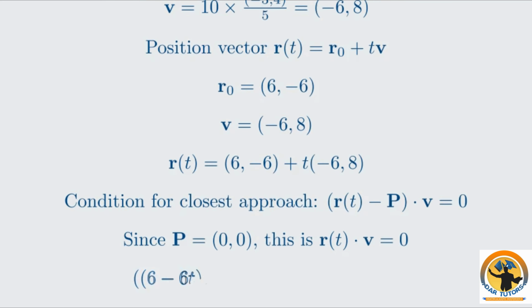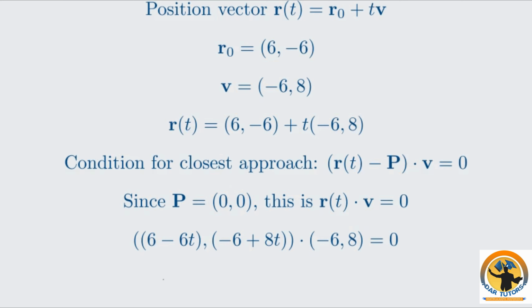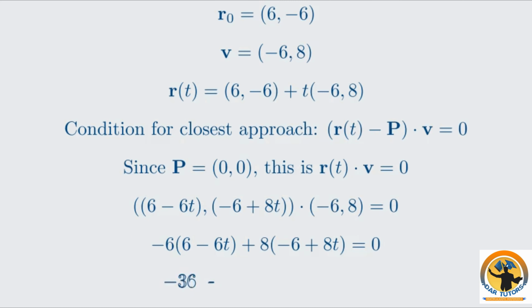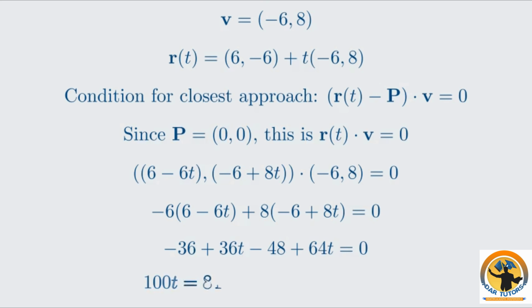The dot product is (6 - 6t, -6 + 8t) dot (-6, 8). This gives us -36 + 36t - 48 + 64t = 0. Combining terms, we get 100t = 84, so t = 0.84 hours. This is the time of closest approach.